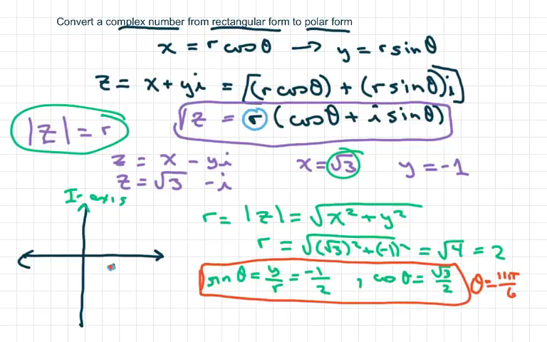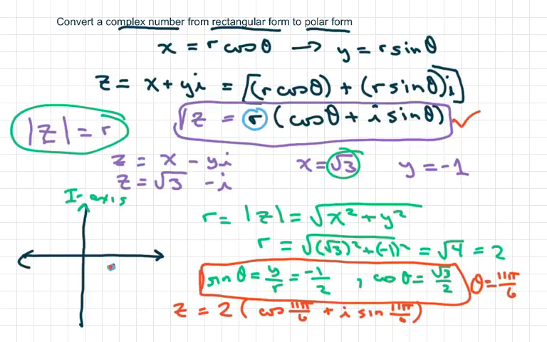All right, so now when I write this, I'm going to write this as Z equals R, R is 2, times cosine of 11 pi over 6 plus I times sine of 11 pi over 6. Now I'm going to do another video with a lot more examples of this, but this is just a little introduction. So if you don't get this right away, maybe watch the next video. All we're going to do is a bunch of these type problems.